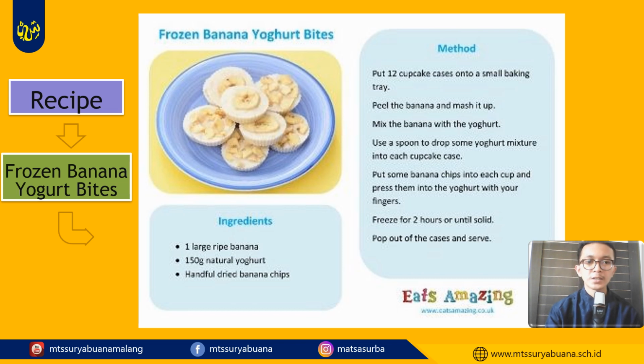Frozen banana yogurt bites. The ingredients are 1 large ripe banana, 150 gram natural yogurt, handful dried banana chips. And here you can read some of the steps on how to make frozen banana yogurt bites. Hopefully after you write this kind of text, you can make frozen banana yogurt bites in your home.